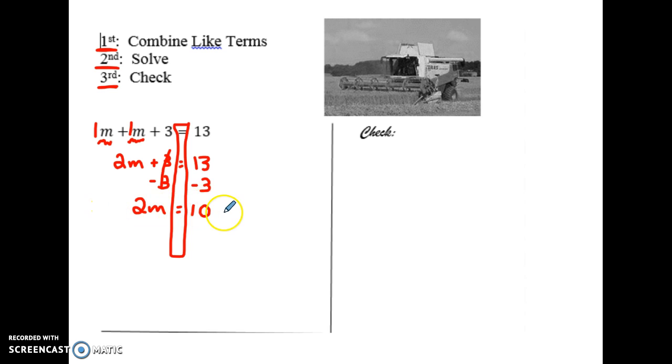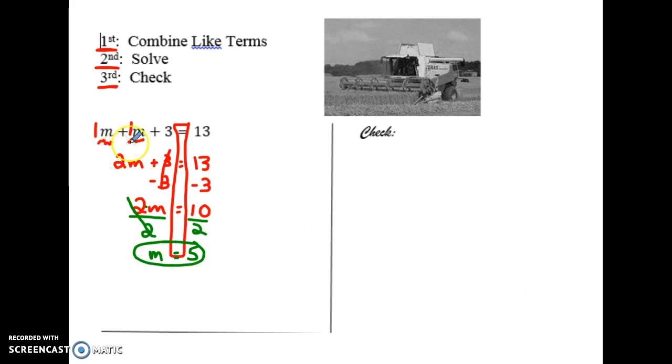Now we know we have the equation 2 times m equals 10. You remember that when they're tight together, it resembles multiplication. So to undo, or to use the inverse operation, we're going to divide. 2 divided by 2 cancels out. That's what we wanted. We wanted to find out what m equaled. And 10 divided by 2 is 5.